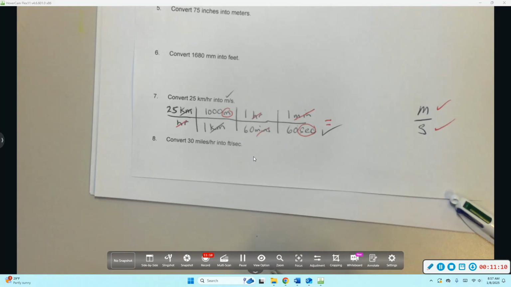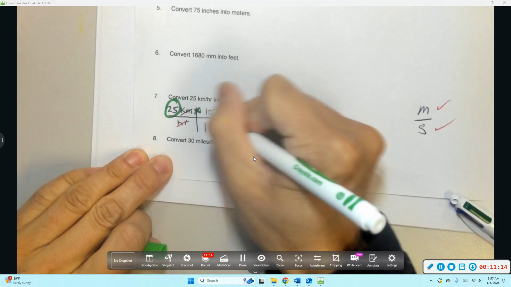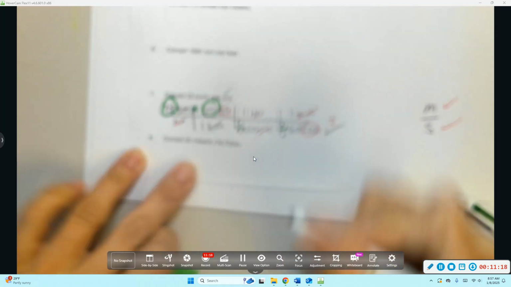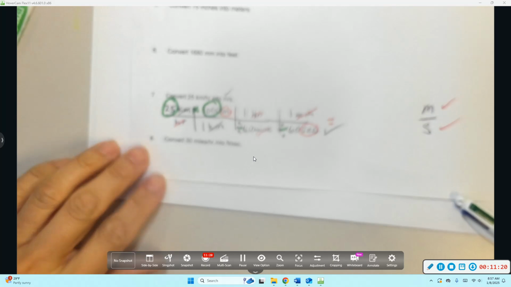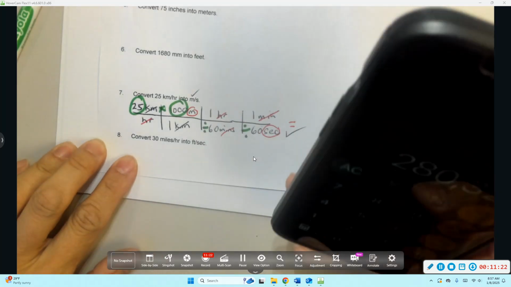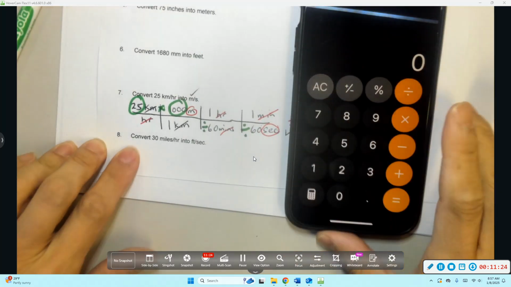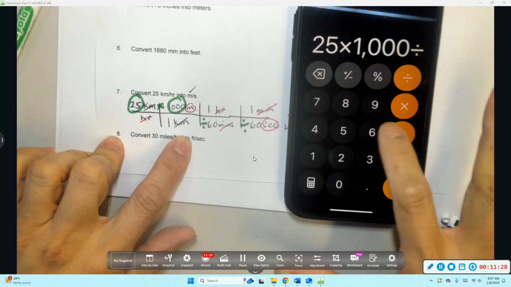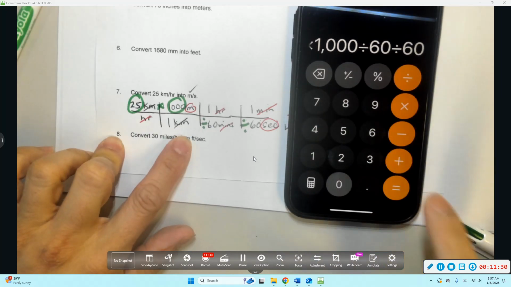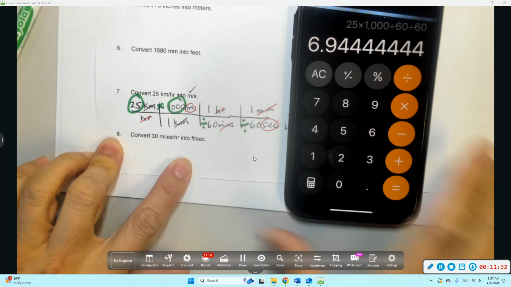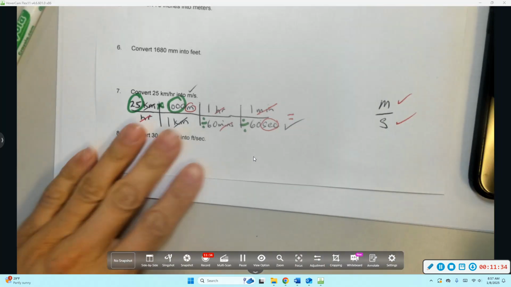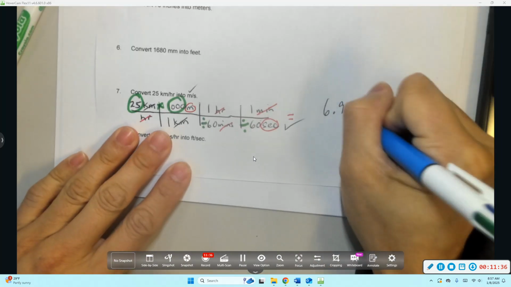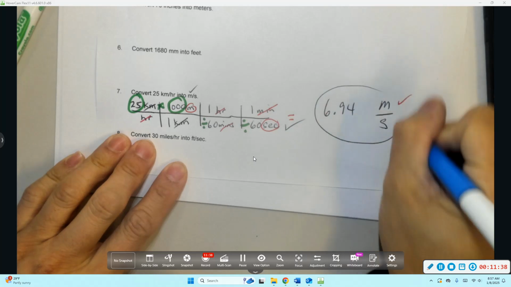Okay, and so now same concept, same thing. Multiply the top, 25 times 1,000. Okay, divide by 60. Divide by 60. So in your calculator, it's fairly easy. 25 times 1,000 divided by 60 divided by 60, and I have 6.94 meters per second. That's one unit there.